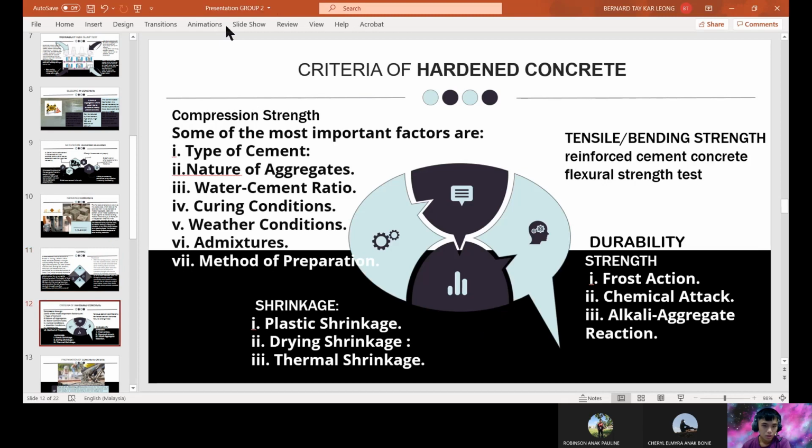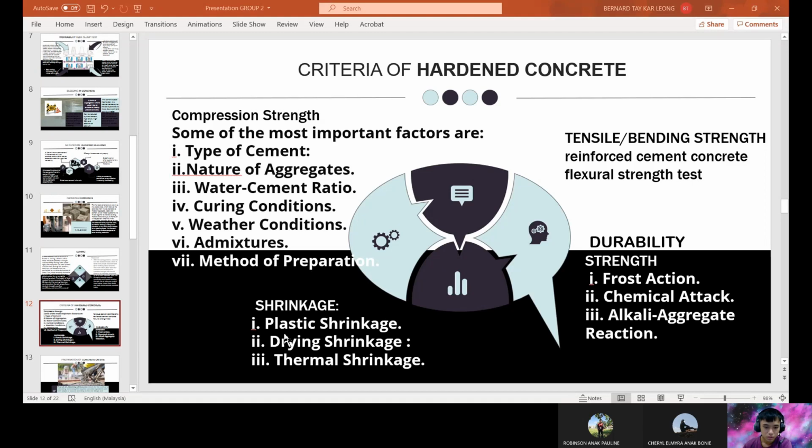Okay, next one. Criteria of hardened concrete. Compression strength. Some of the most important factors are: the first one is type of cement, the second one is nature of aggregate, the third one is water cement ratio, the fourth one is curing conditions, the fifth one is weather conditions, the sixth is admixtures, the seventh is method of preparation.